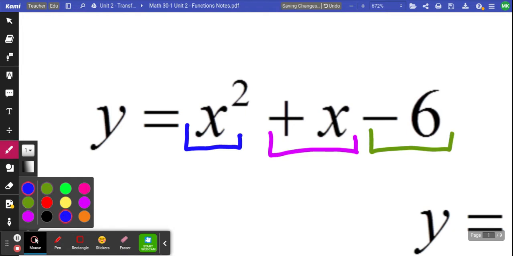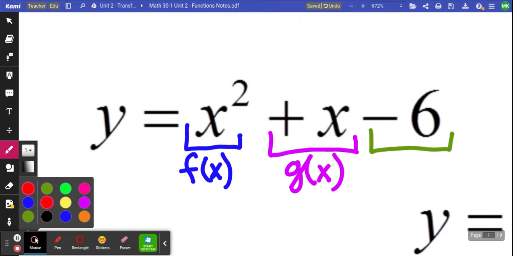Now imagine this thing was its own function, and this thing was its own function, and this was its own function. Then really I could just say y equals f of x plus g of x minus h of x, right? If each thing had been its own function, its own equation. That's essentially what we're going to be doing. We're just going to be taking functions and adding them so that it becomes one function like that.